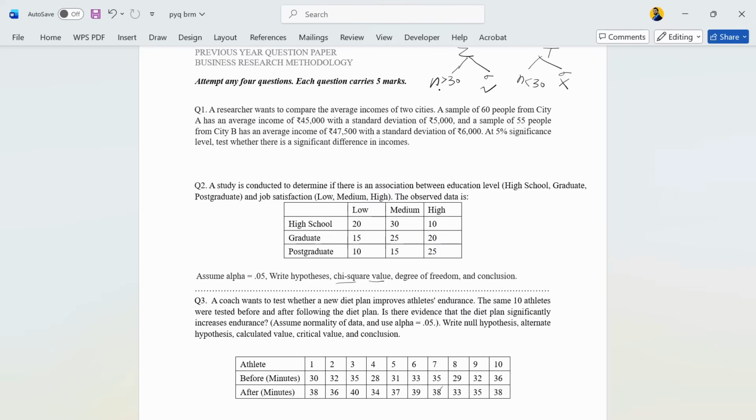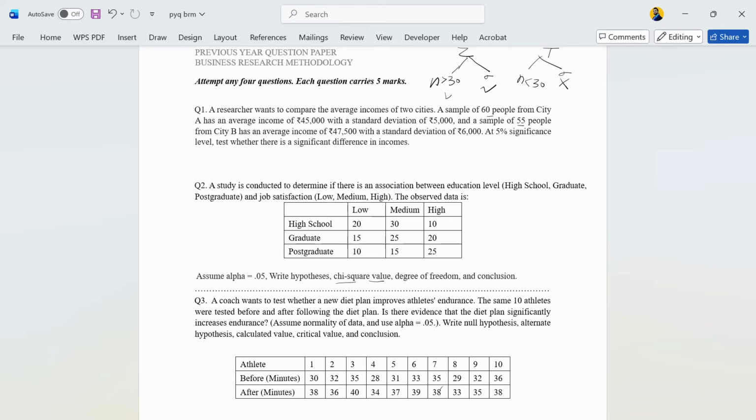These are the basic criteria on which you have to decide whether you have to apply the Z test or the T test. Like in our case, the number of observations are 60 in city A and 55 in city B. So definitely we will go with the Z test, and the standard deviation is also given in both cases. So we will apply the Z test here. I hope it's clear how to identify whether we have to apply a Z test or T test. Similarly, we have further bifurcation in Z test and T test as well, and we will clear these when we come to our T test segment.